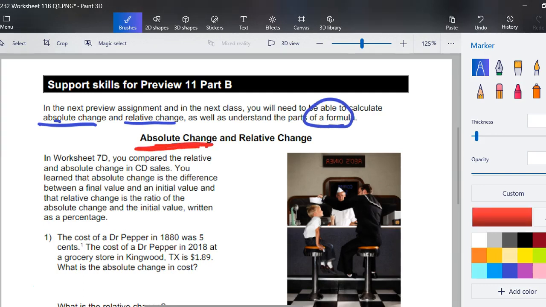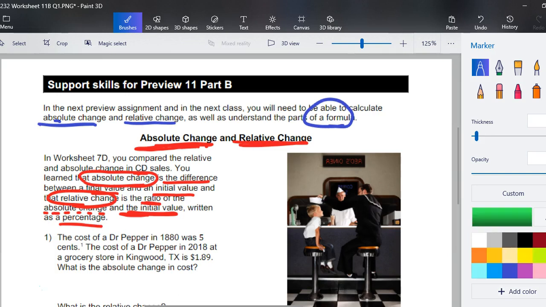These are ideas that we've talked about throughout the semester, but they will be recurring in this class and in your 1332 class. In Worksheet 7D you did compare them for CD sales. Absolute change is the difference between a final value and an initial value. Relative change is a ratio of the absolute change, which you'll probably just reuse from above, and the initial value in the denominator, and we usually write it as a percentage.